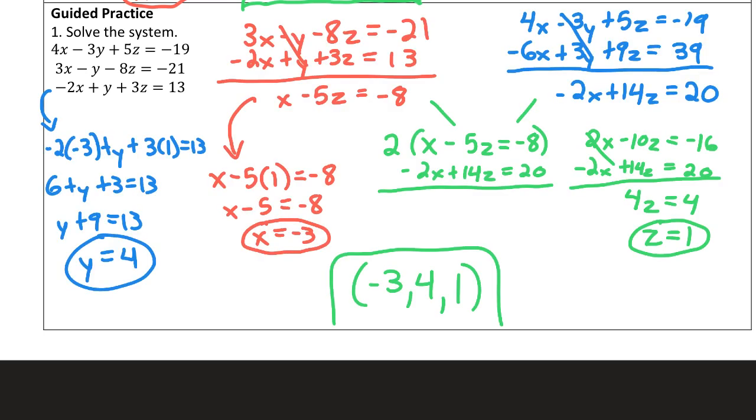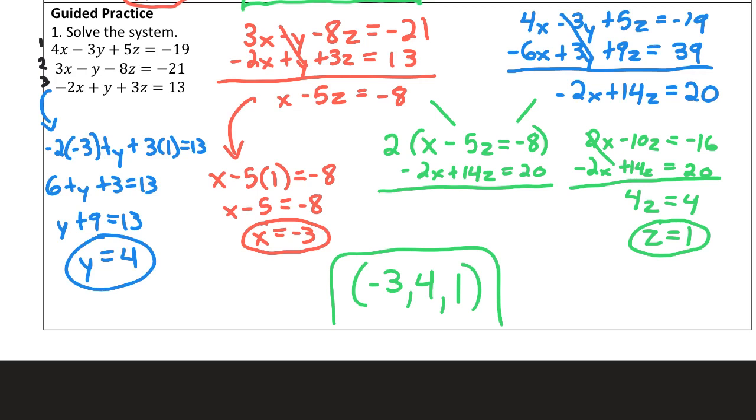Okay, so there's a lot to unpack in this problem. So I wanted to make it visually make sense. So I wanted to show how I eliminated at first. I looked at this problem and I said, I want to eliminate y, because I saw that there was a negative y and positive y. So if I label these equations 1, 2, 3, I took equations 2 and 3, and I simply added them together to eliminate y. That's what I did in the red up top here. So I got 3x minus 2x, negative 8z plus 3z, negative 21 plus 13. So I got this equation, which I'm going to just leave for right now.